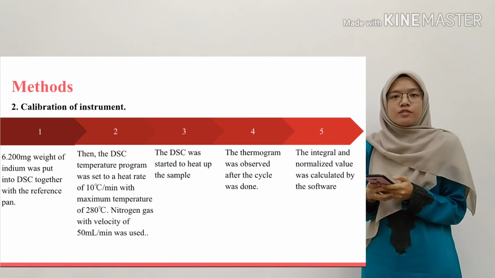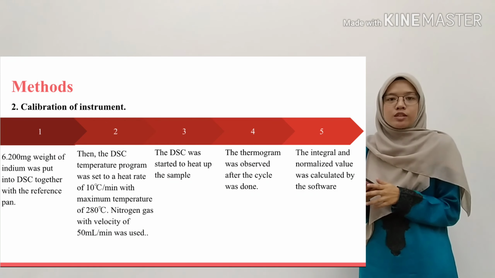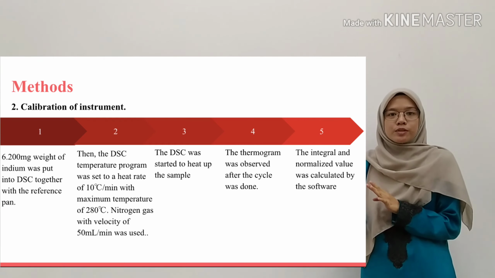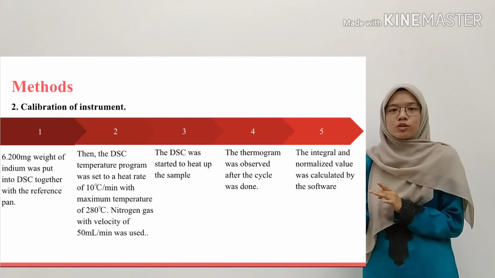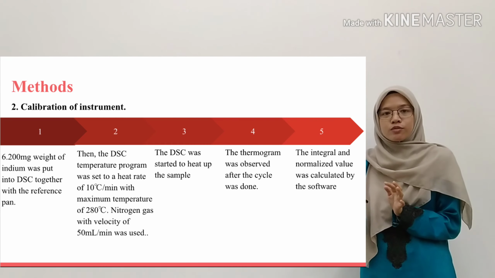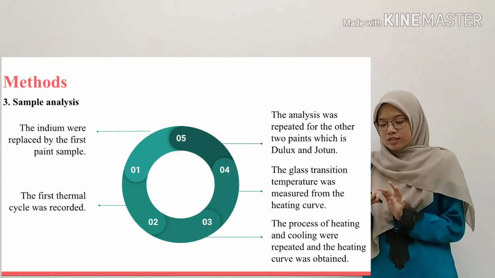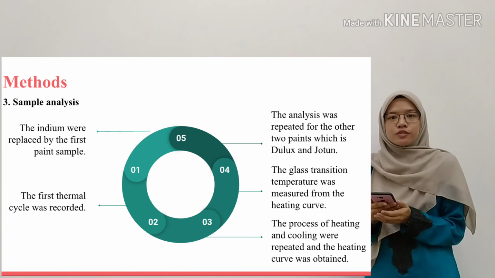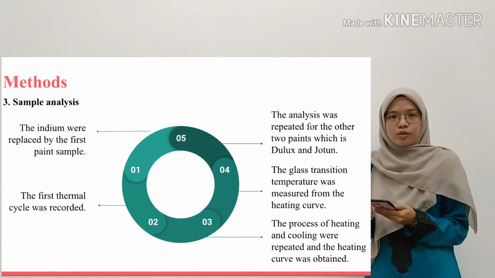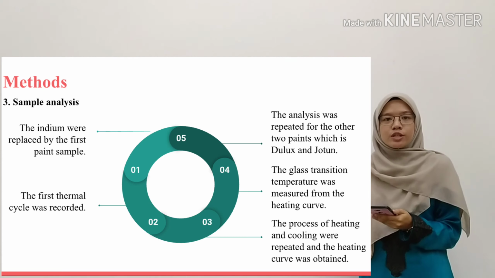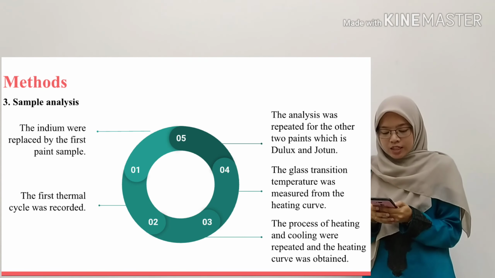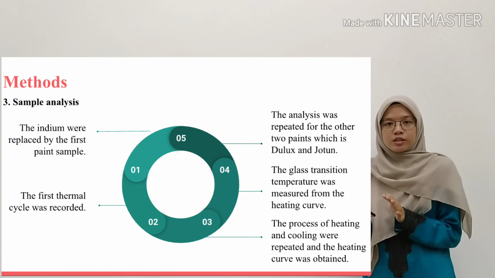For the calibration of the DSC instrument, we use indium first as the reference, and the temperature we use is up to 280 degrees C, and we get the integral and normalized value from the software. For sample analysis, first we replace the indium with our first sample paint, which is Nippon, and the temperature that we use is in the range of 30 degrees C until 600 degrees C. And the first thermal cycle was recorded.